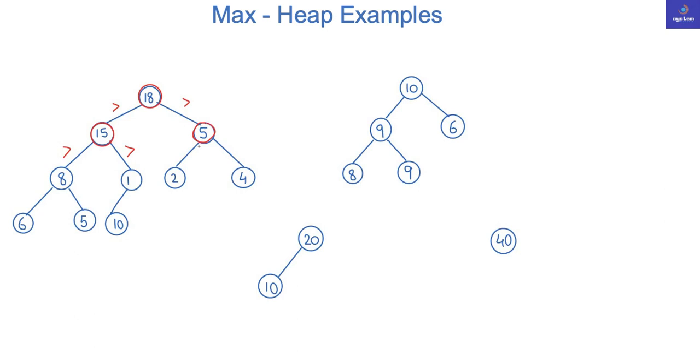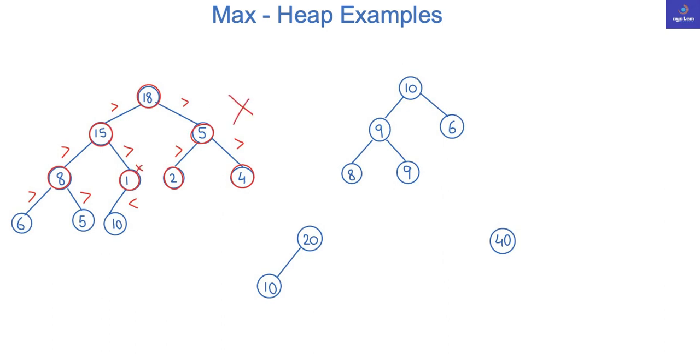For node 5, 5 is greater than 2 and 5 is greater than 4. 2 and 4 are leaf nodes, so they follow the max heap property. For node 8, 8 is greater than 6 and 8 is greater than 5. For node 1, 1 is less than 10. So here node 1 does not follow the max heap property. So this is not a max heap.